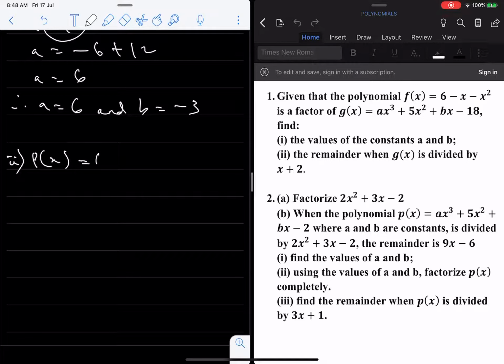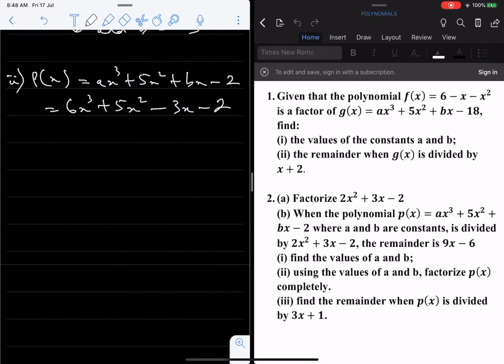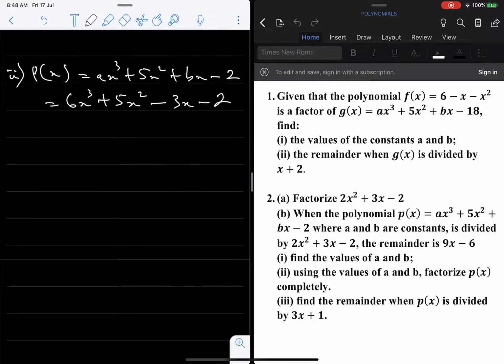P of x is ax cubed plus 5x squared plus bx minus 2, which is 6x cubed plus 5x squared. b is minus 3. That's minus 3x minus 2. That's P of x. Now to factorize it completely, we need to know at least one of its factors. One way of doing that is trying out values of x that will make P of x 0. So let's see. Let me check P of 1.